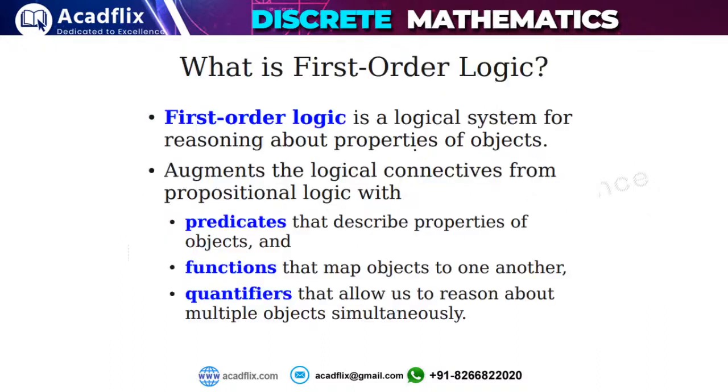Let's see. Now let's start first order logic. In first order logic basically we have these things: predicates, quantifiers, and functions. Once we are done with these three things, first order logic will be over. Let's talk about them one by one. First we will talk about what is a predicate.